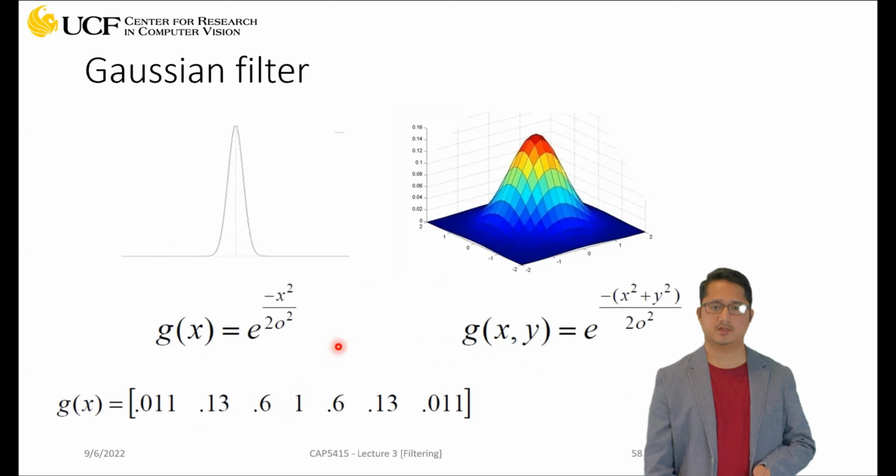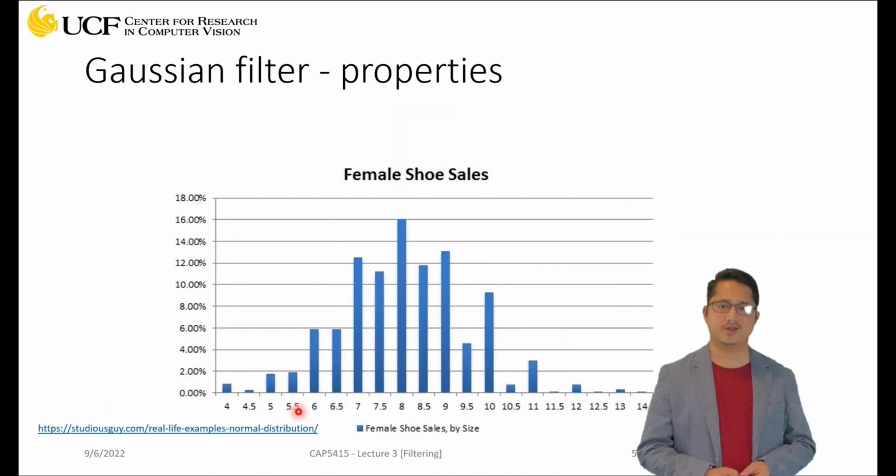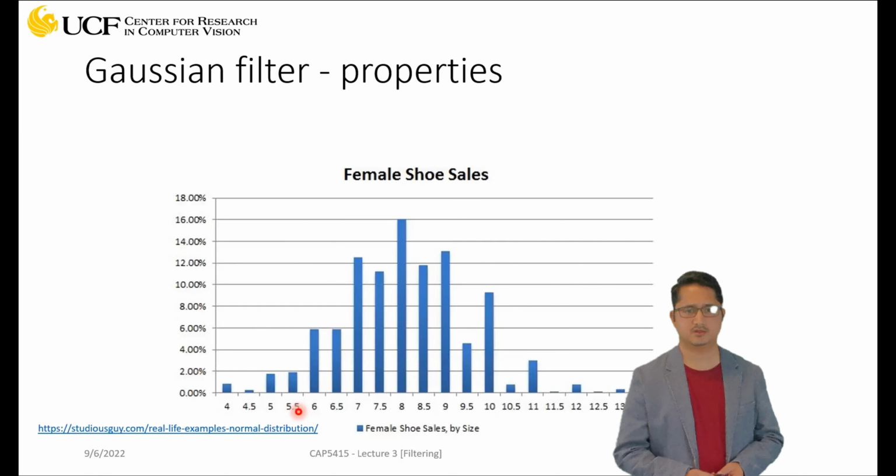Now, similarly, we can form a two-dimensional kernel for Gaussian. Instead of a vector, it will be a matrix. And again, we'll have a very high value at the center, and the values will gradually reduce as we move away from the center. Now, why is Gaussian this important?